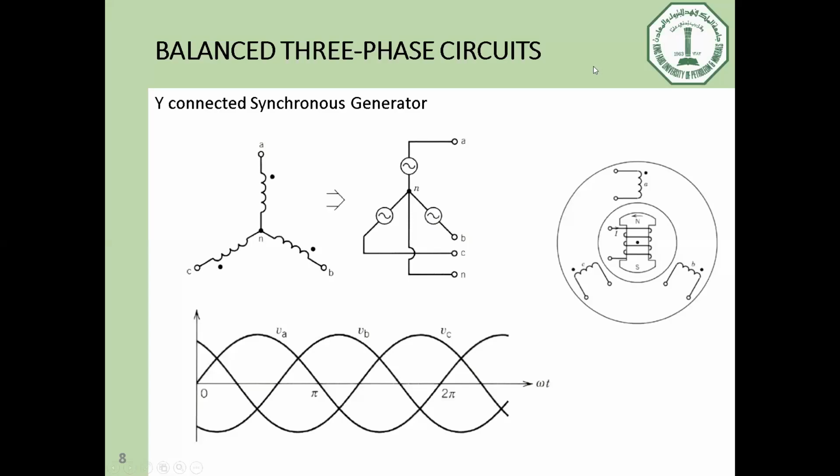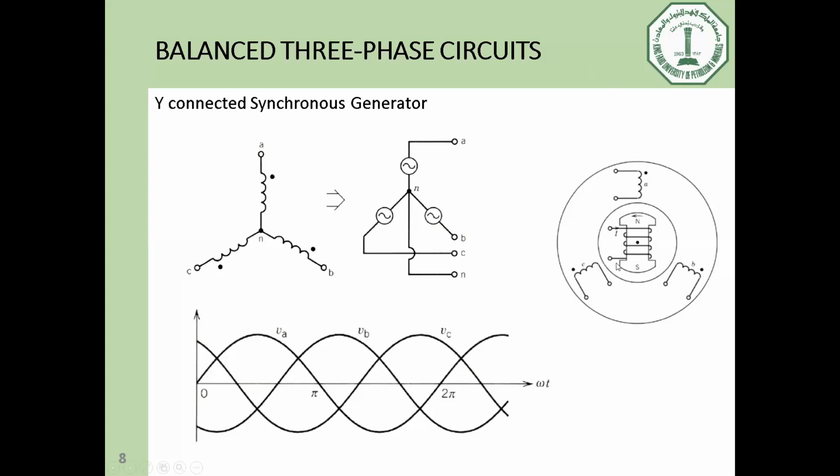Bismillahirrahmanirrahim. Today, inshallah, we are going to discuss three-phase circuits. Just a quick review. For three-phase, we have three-phase supply and three-phase load. The three-phase supply is already coming from power stations. The majority is coming from synchronous generators, and this is the shape of a synchronous generator.